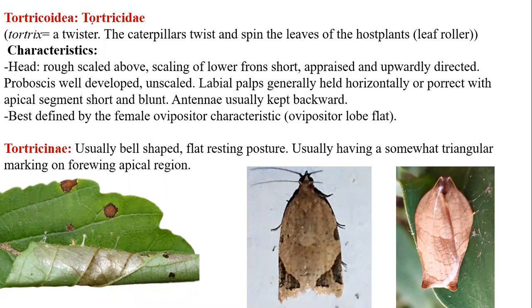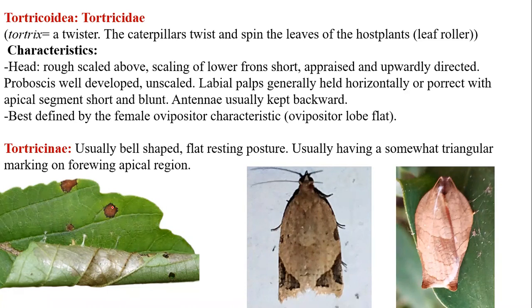So the family name Tortricidae has been derived from the word tortrix, which means a twister, because the caterpillars twist and spin the leaves of their host plant, and this is why they are often called roller moths. You are seeing here that I am showing one rolled leaf, which is actually a behavior of this family. Though this behavior, twisting or rolling up leaves, is not confined within the family only, because this characteristic is also found in some other groups of moths.